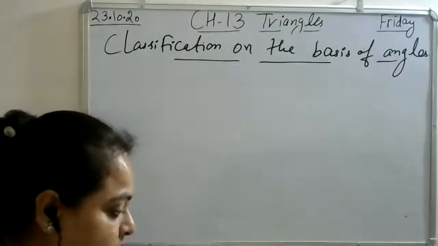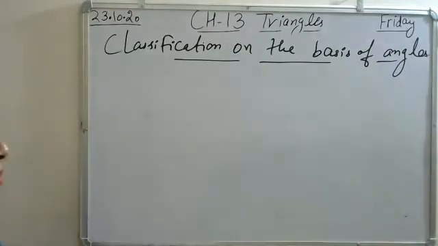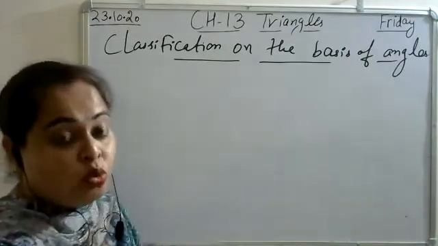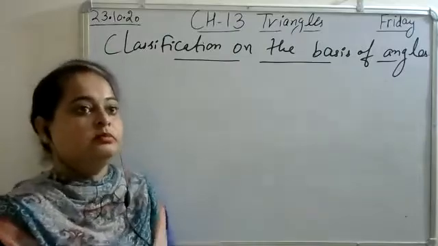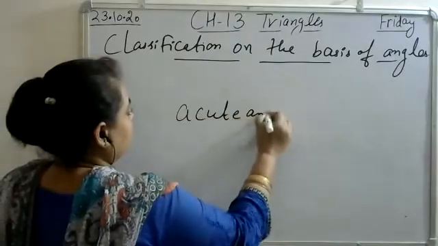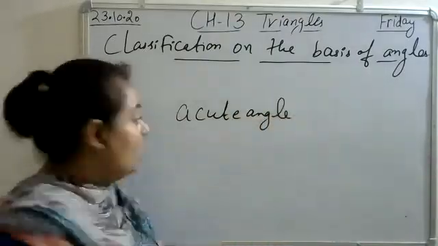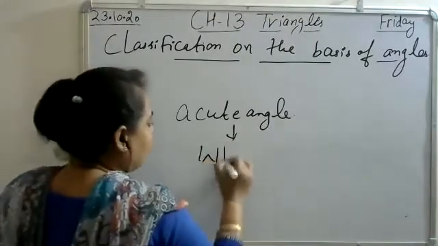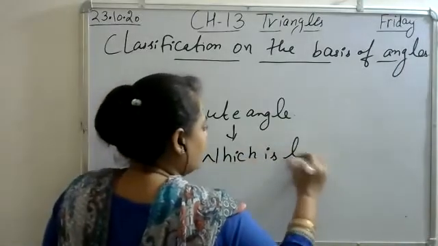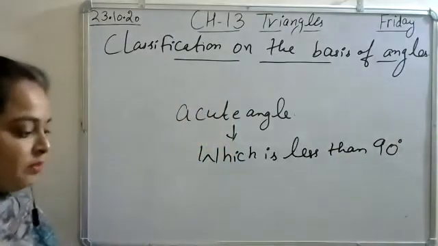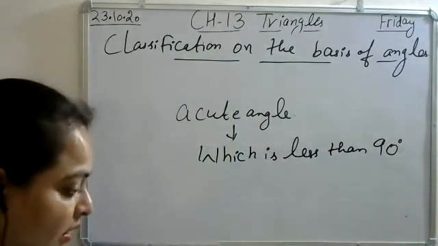Harman, good morning, ma'am. Good morning. Harman, tell me, what do you understand by the term acute angle? Ma'am, the angle that is lesser than 90 degrees is an acute angle. Very good. Acute angle is an angle which is less than 90 degree.